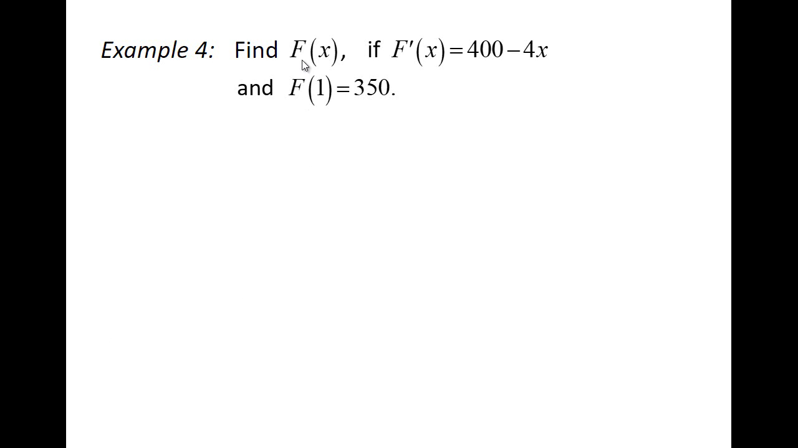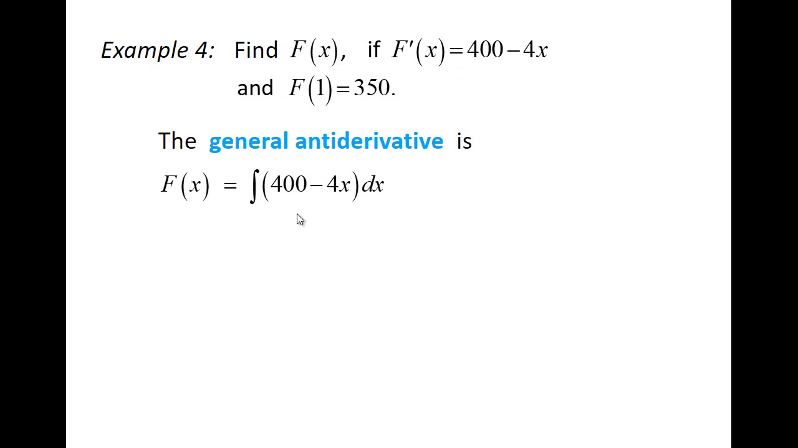So again, we are trying to find a function F such that its derivative is 400 minus 4x and its value at 1 is 350. Now let me rephrase that. Capital F is basically the antiderivative of 400 minus 4x, which means capital F is the indefinite integral of this. So F would be the indefinite integral of 400 minus 4x dx, and if we do it term by term, we get 400x minus 4x squared over 2, which is the same as 2x squared, plus a constant.